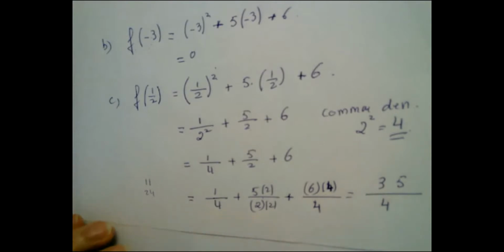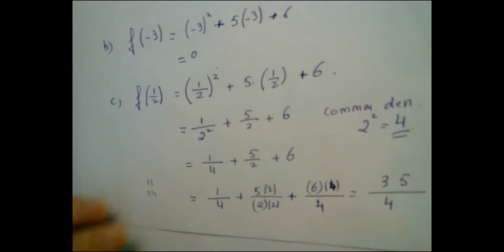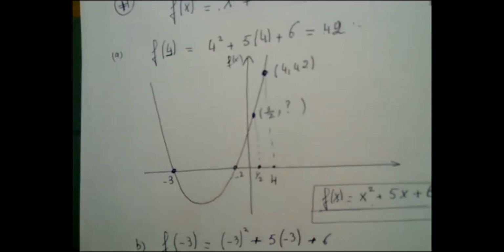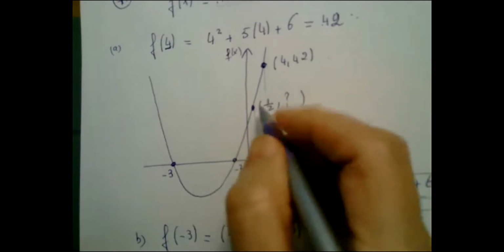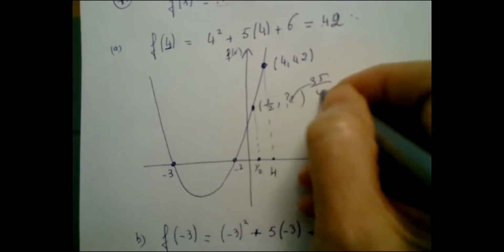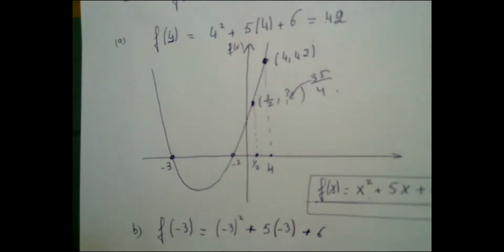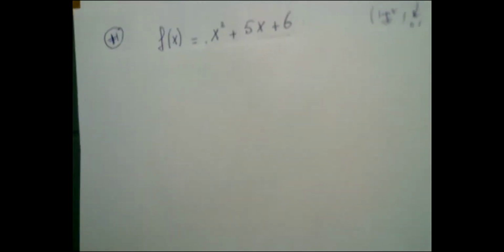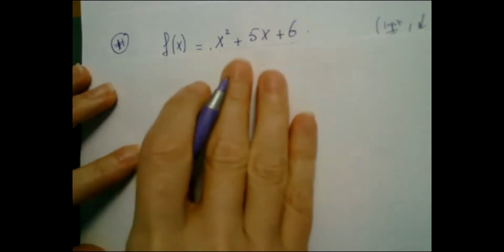So if I ask you for the answer as one fraction, it means I want this type of answer. I don't want a decimal. All right, so it means that on the graph, this point on the graph has output 35/4.